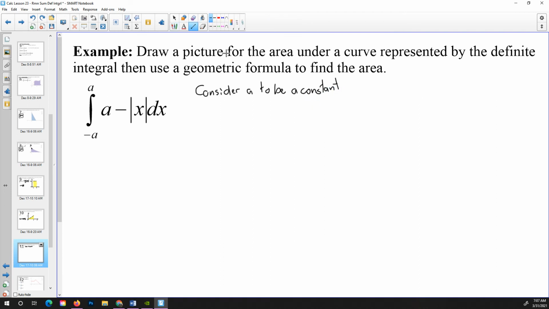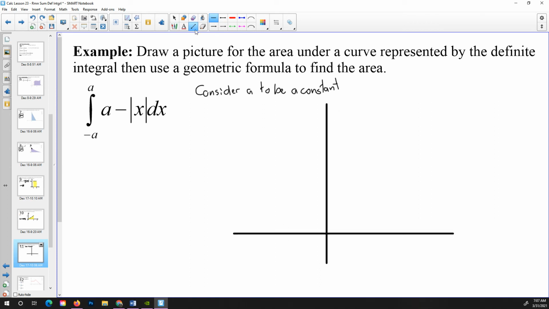All right, and I can do that fairly easy. We will call this here our x-axis, this here our y-axis. We'll go from negative a to positive a, so that magnitude should be about the same. And then we'll have an a here. So the absolute value function, if you recall y equals absolute value x, that function there is just that v function.